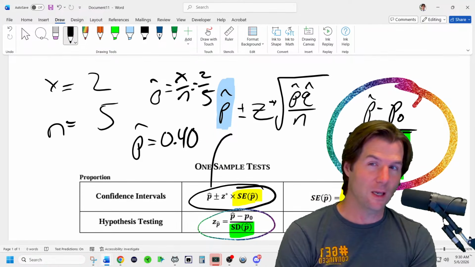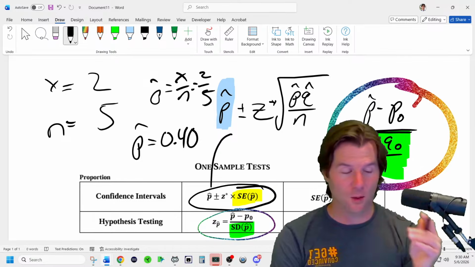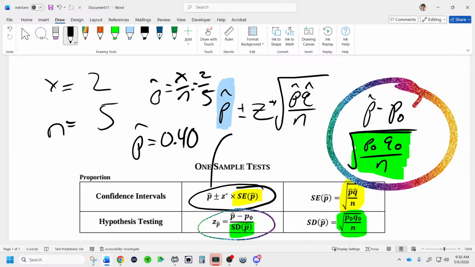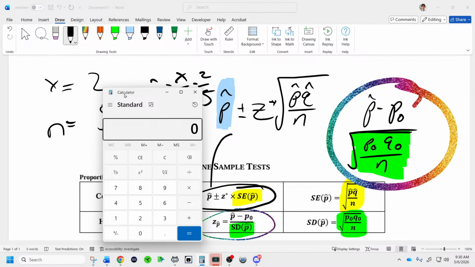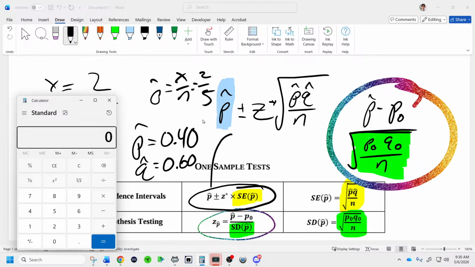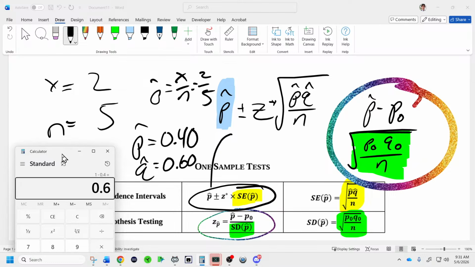Now q hat is the complement of p hat. Q hat and p hat always add up to 1. So once you find p hat, you just subtract from 1 and you get the following. You can also do it in your calculator just to double check, but you should hopefully see that those add up to 1. 1 minus 0.4 is q hat right there, and p hat and q hat add up to 1. N is the sample size. It's how many observations we have.